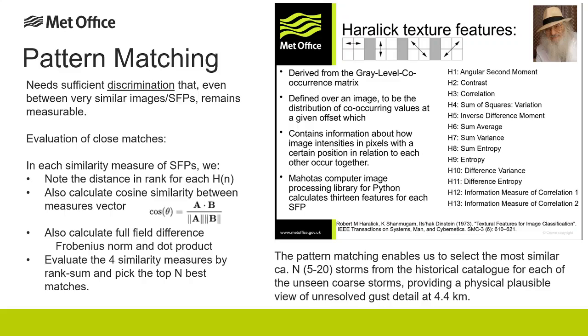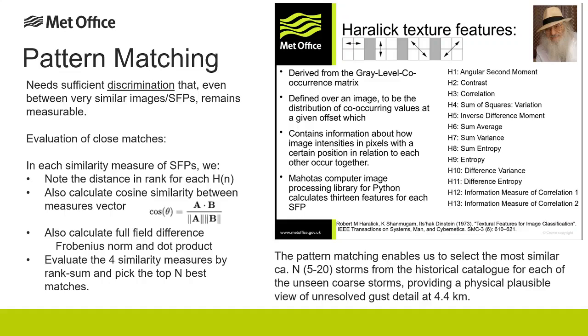In each similarity measure of the storm footprints, we note the distance and rank for each of the measures. We also calculate the cosine similarity between the measure vectors. We calculate full field differences, which are expensive. That's the Frobenius norm and the dot product. And we evaluate the 4 similarity measures by rank sum and pick the top n best matches.